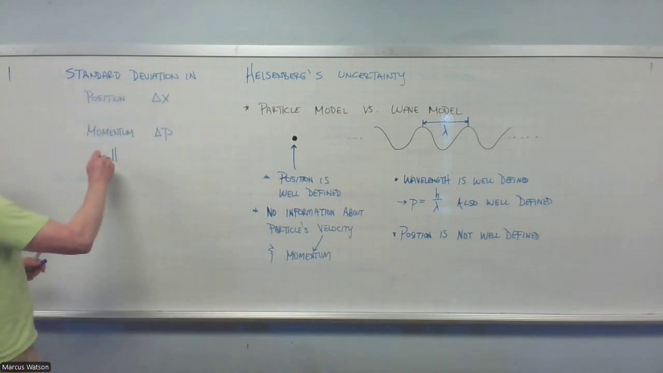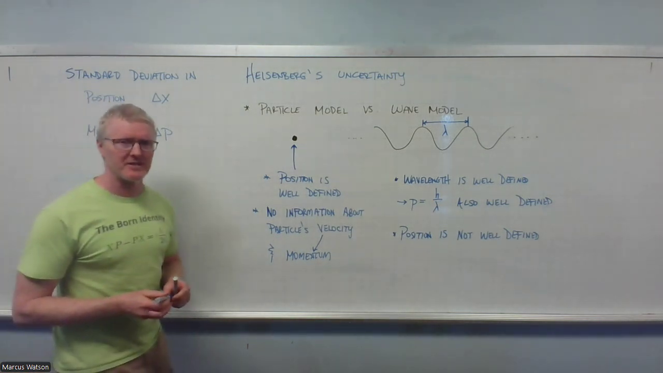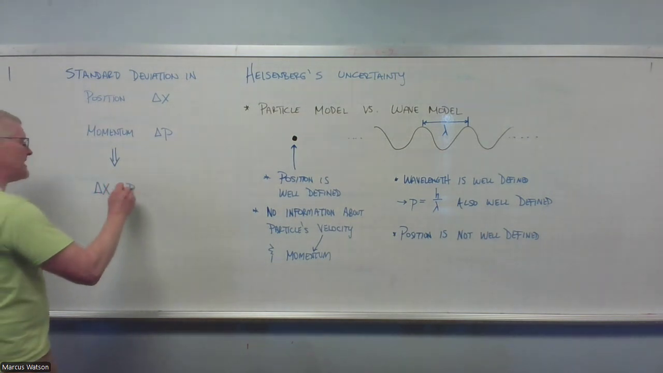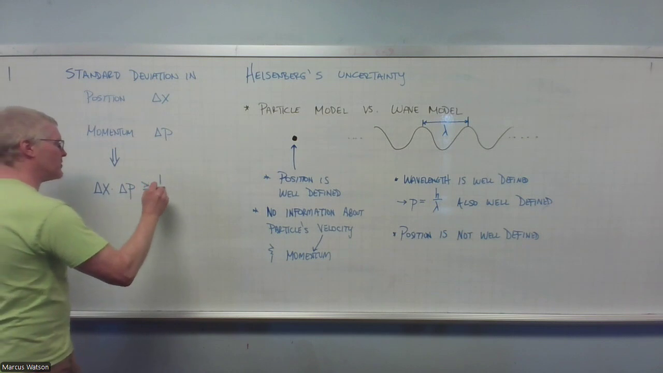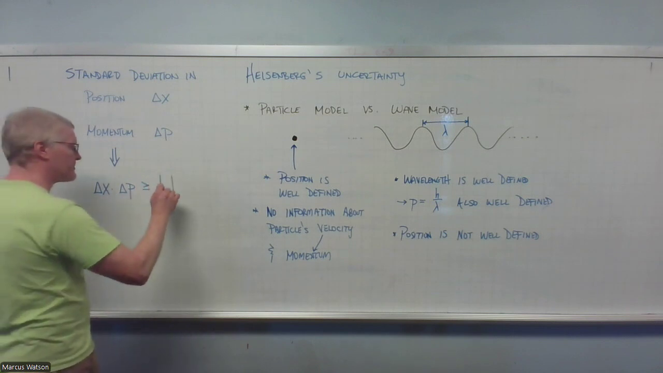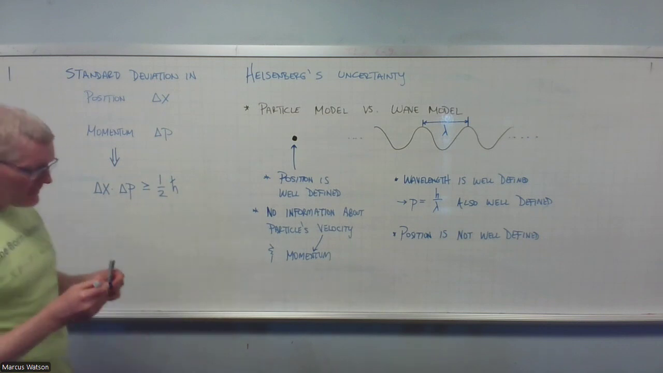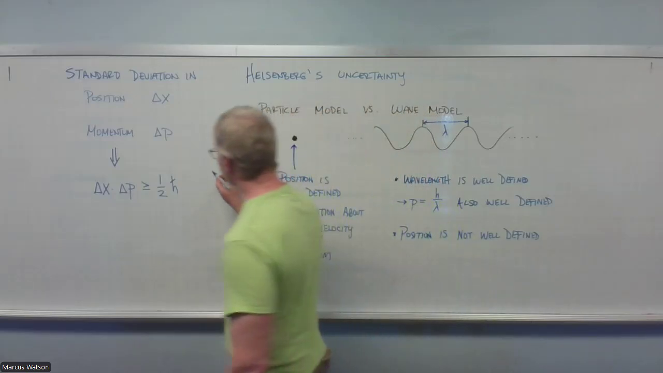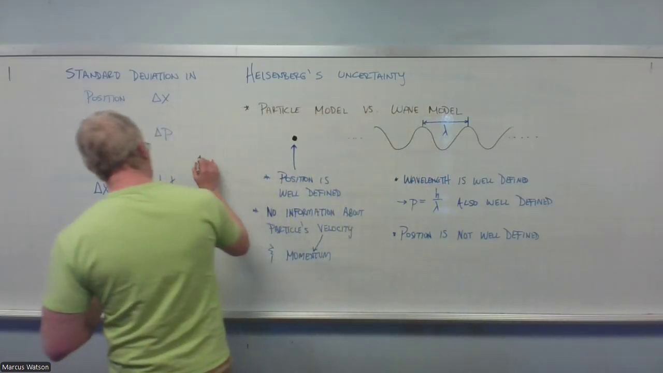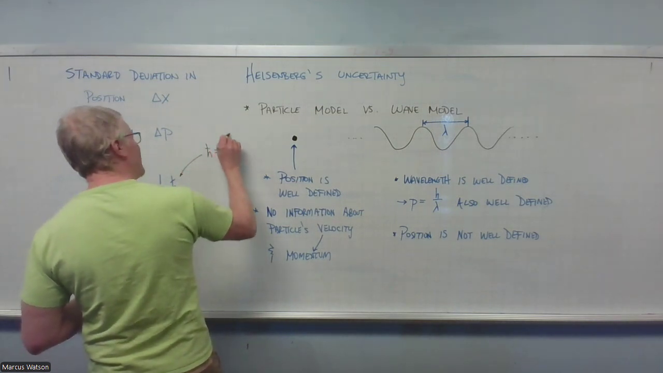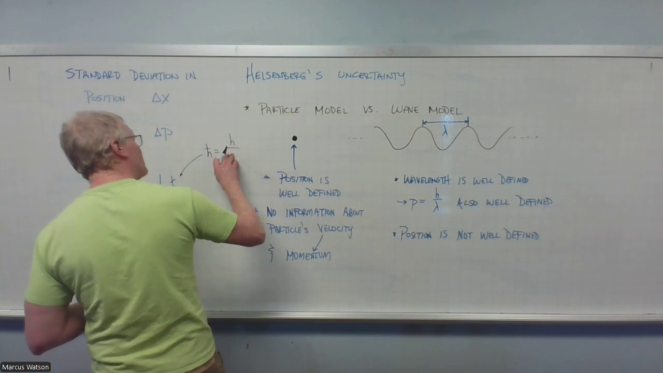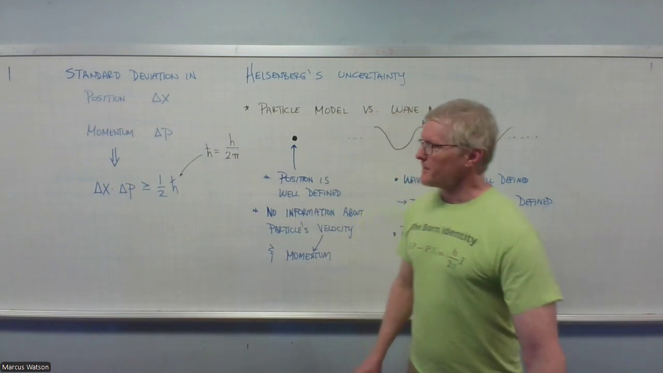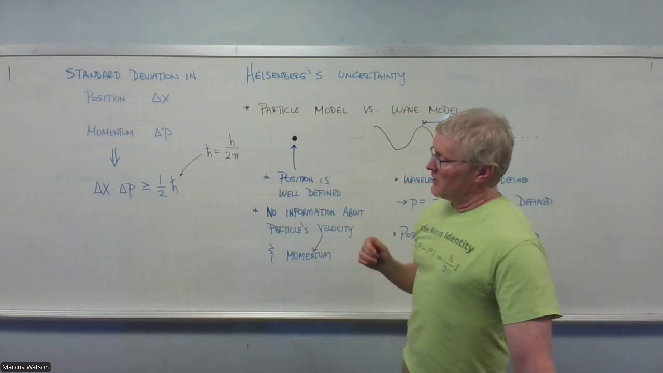And Heisenberg, like I said, I'm going to skip the mathematical derivation of this because it's a little bit involved. But Heisenberg eventually came up with the idea that if you take these two uncertainties and multiply them, they're going to be greater than or equal to 1/2 h bar, where h bar is h, the Planck constant, divided by 2 pi. Okay.